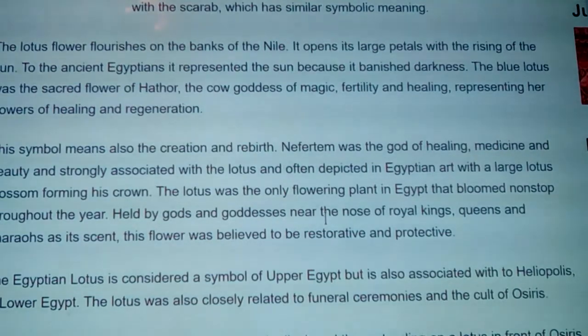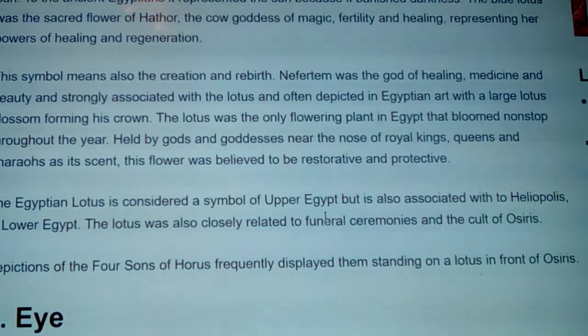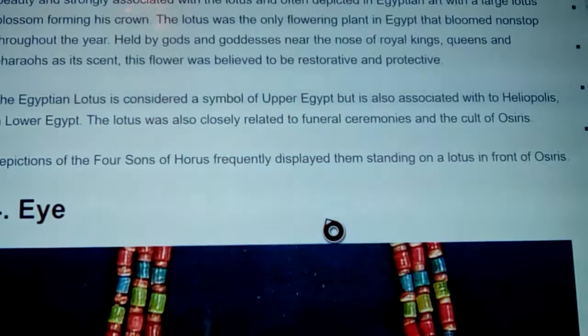So there you go, held by the gods and goddesses near the nose of royal kings and queens, so the pharaoh has its scent. The flower was believed to be restorative and protective, and so it had many powers to it, and it's an ultra fragrance too. So always these intoxicants go along with this idea of fragrances quite often, incense and things like that too.